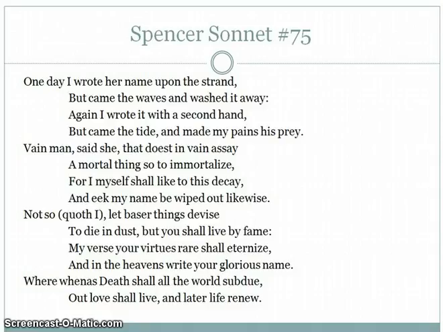Sonnet 75. One day I wrote her name upon the strand, but came the waves and washed it away. Again I wrote it with a second hand, but came the tide and made my pains his prey. Vain man, said she, that doest in vain essay a mortal thing so to immortalize. For I myself shall like to this decay, and eke my name be wiped out likewise. Not so, quoth I, let baser things devise to die in dust, but you shall live by fame. My verse your virtues rare shall eternize, and in the heavens write your glorious name. Where, when as death shall all the world subdue, our love shall live, and later life renew.